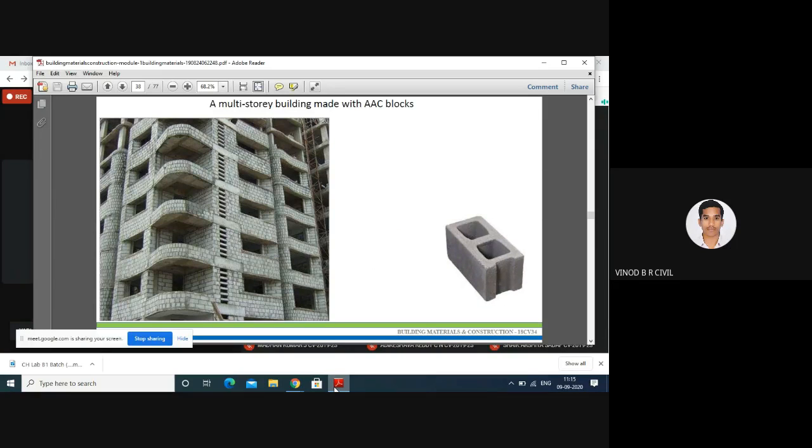Multi-storey buildings are made up with AAC blocks. Obviously, it is a lightweight material with more voids. Then usually the conclusion would be that it is not good for construction. Not like that. With the help of AAC blocks, they are constructing multi-storey buildings.